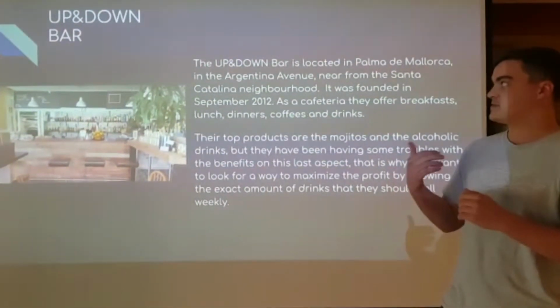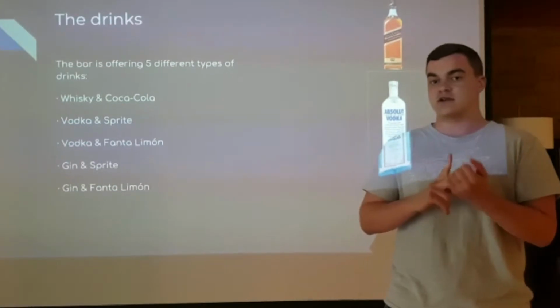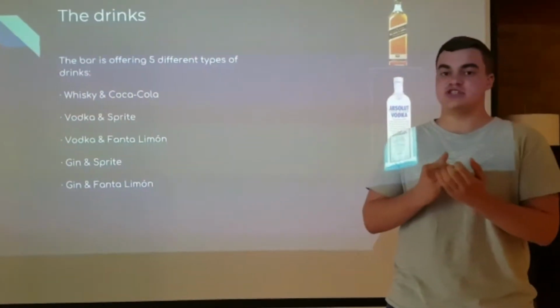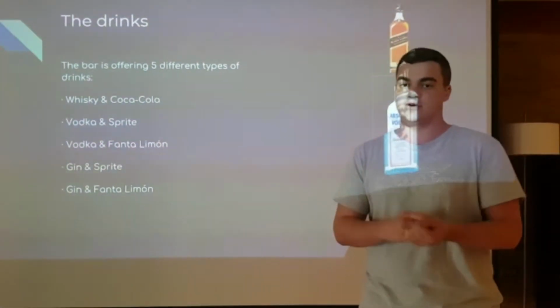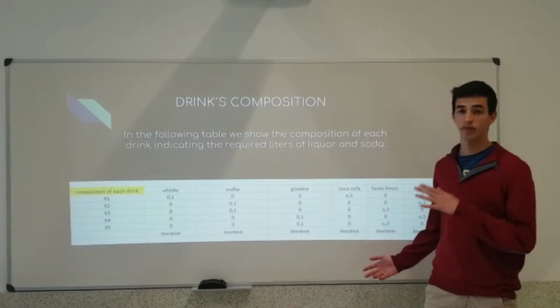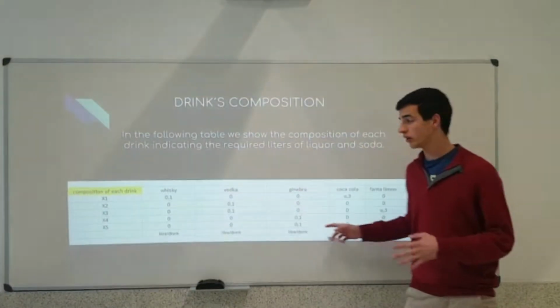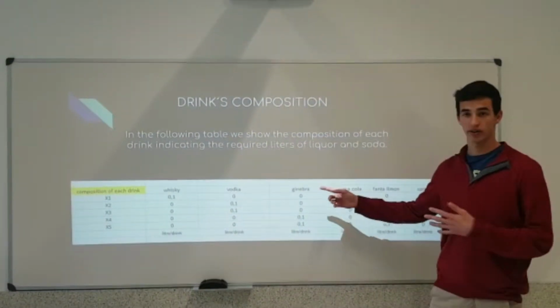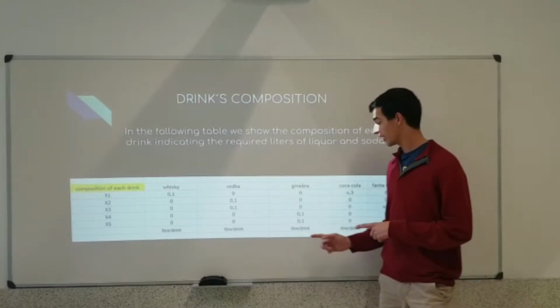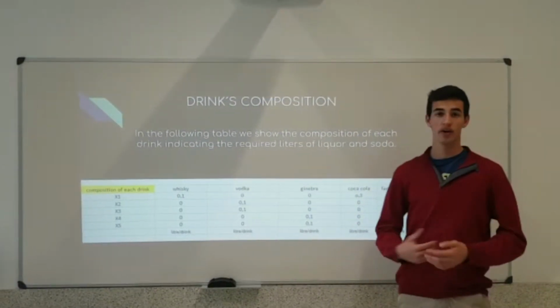They offer 5 different types of drinks, which consist of whiskey and Coca-Cola, vodka and Sprite, vodka and Fanta Limon, gin and Sprite, and gin and Fanta Limon. The composition of the drinks: each one has 0.4 liters. So 0.1 is always the liquor, in this case whiskey, vodka or gin, and the other 0.3 are the soda. That can be Coca-Cola, Fanta or Sprite.